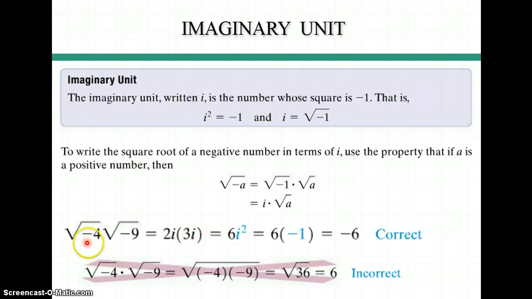So square root of minus 4 times square root of minus 9 equals 2i times 3i. 2 times 3 equals 6, i times i is i squared, so it is 6 times i squared, where i squared equals minus 1. So 6 times minus 1 is equal to minus 6.